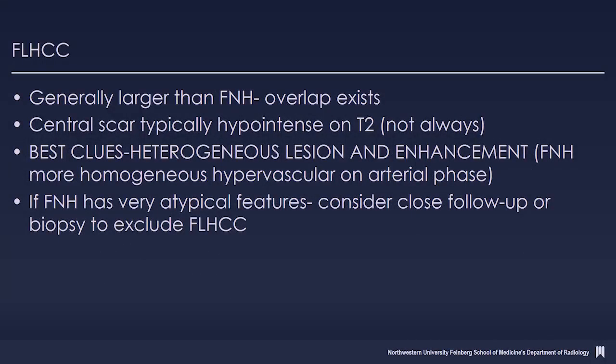Generally, the fibrolamellars tend to be larger than FNH, but there's too much overlap to use that as a criteria. Again, the classic board teaching is that central scar is typically hypointense on T2, but as I showed you in the one example I showed, it's not always the case. But in my opinion, the best clue is that you have a heterogeneous lesion and heterogeneous enhancement. In contrast, FNH is more homogeneous and hypervascular on the arterial phase. And the point being, if you have an FNH that has very atypical features, you should at least consider close follow-up, potentially giving gadoxetate or Eovist, or biopsy to exclude fibrolamellar HCC.